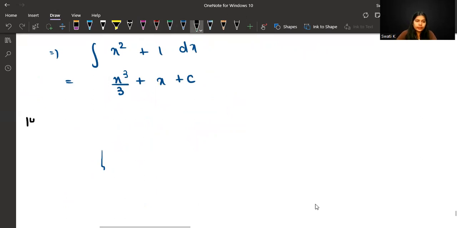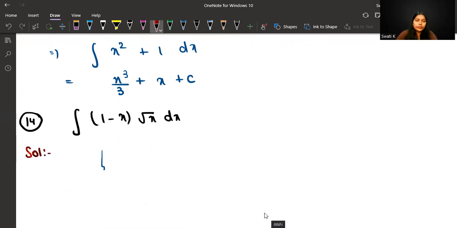So what do we have in the 14th question? I hope while you are looking at the video, you are also having the questions with you. So the next question is integrate 1 minus x root x dx. Here also you can simply do one thing. You will simplify this. So 1 into root x is root x, and x into root x is x into root x. It's like I have used a distributive property.